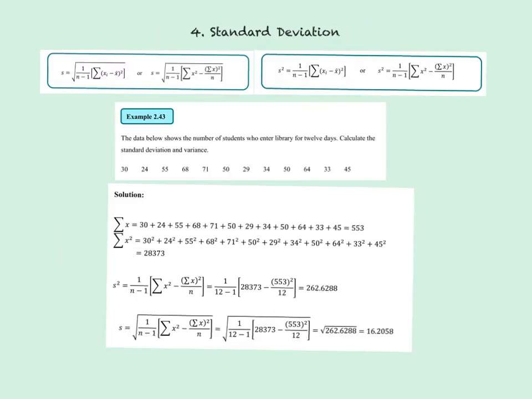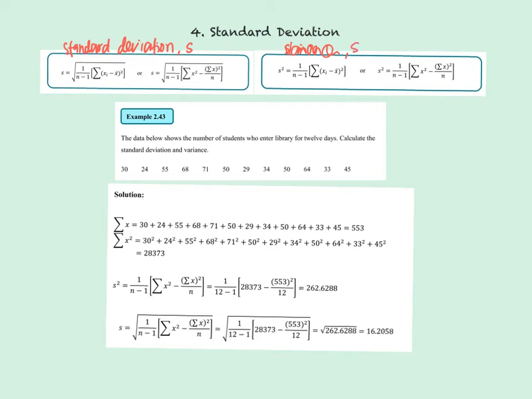So next we have standard deviation. So we can see here, this is for standard deviation. And then the symbol for standard deviation is S. And then we have S square here, referring to the variance of the data. So this is for variance.